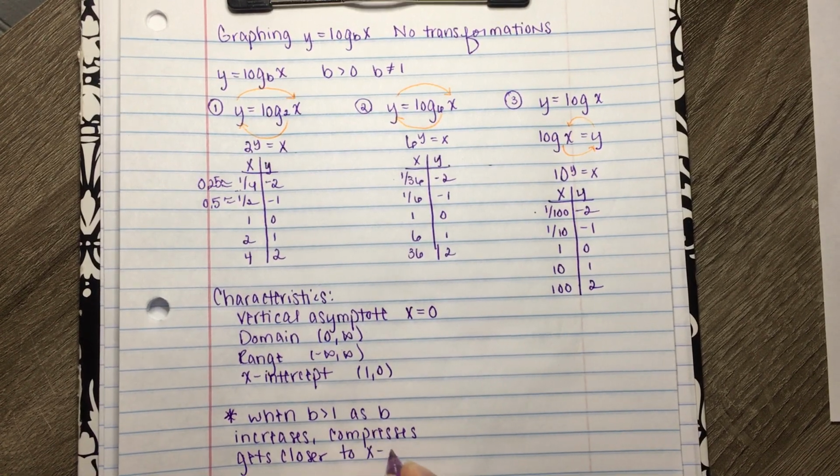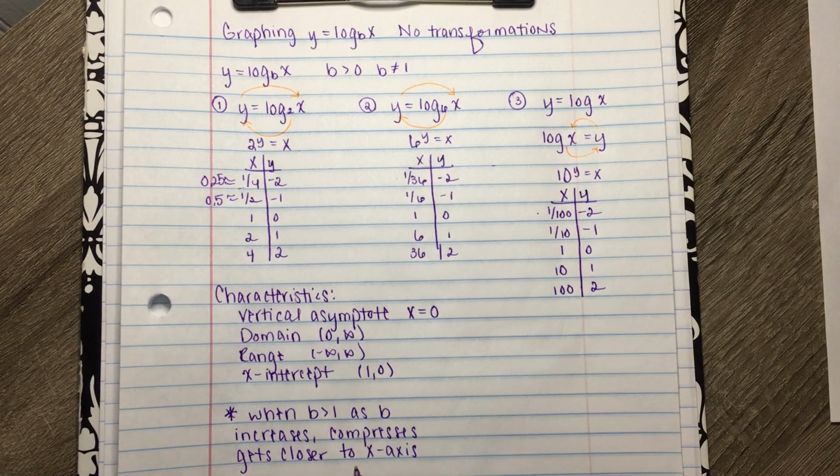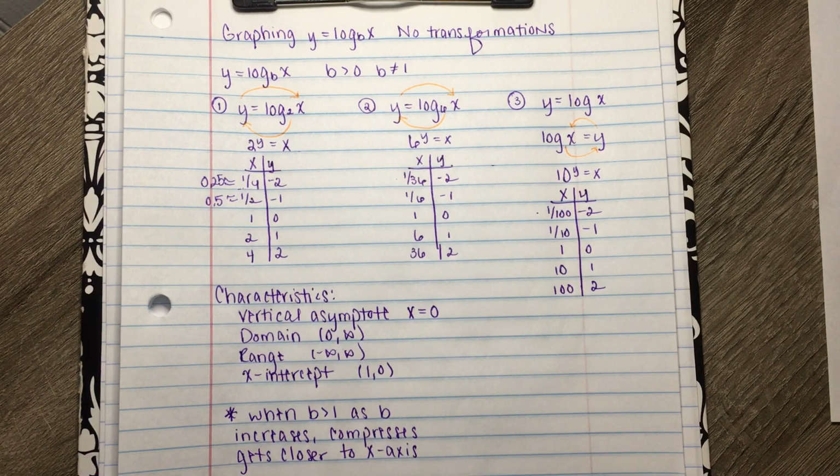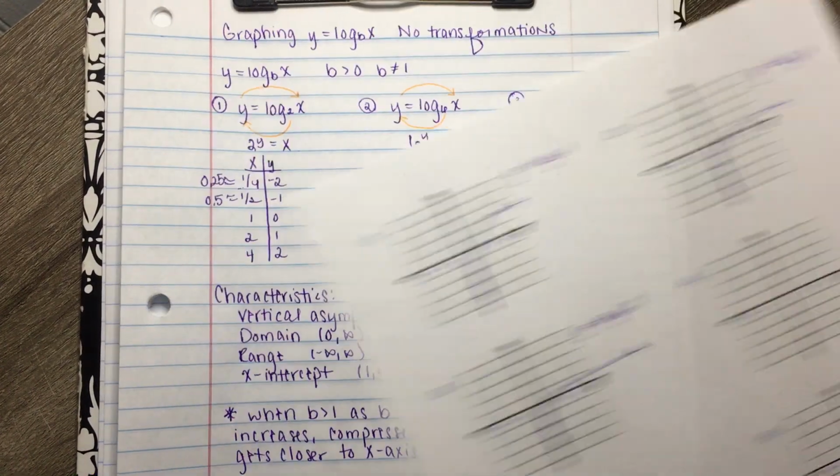And that's definitely something that maybe you could see as a fill in the blank on a quiz or something like that. I can ask you, when b is greater than 1 and our bases start to increase, what happens to our graph? And you could see your graph gets closer and closer to your x-axis.